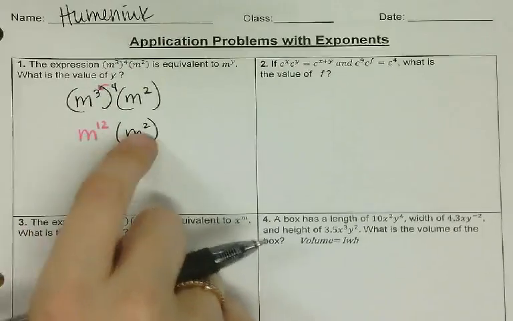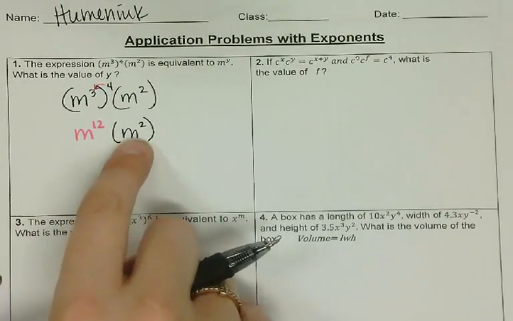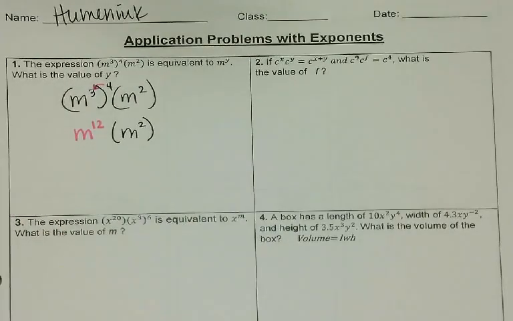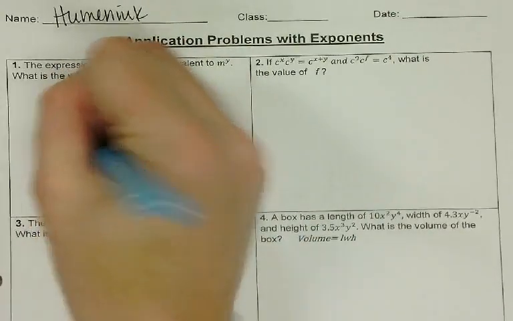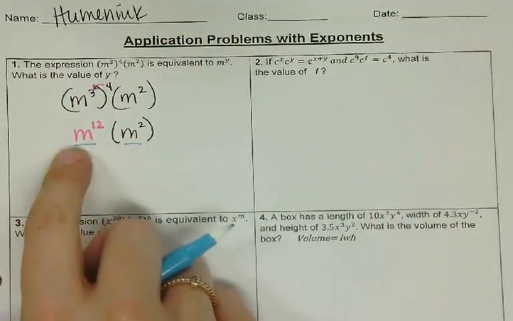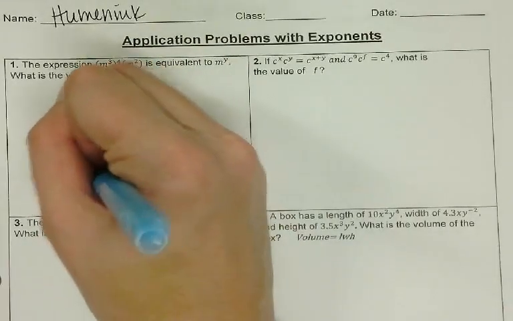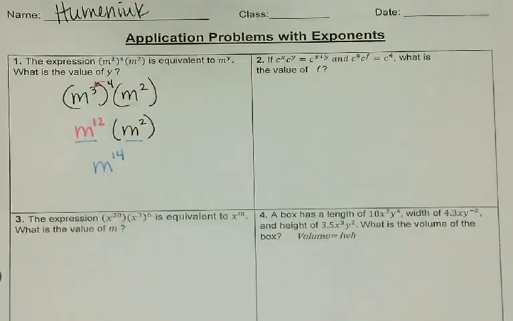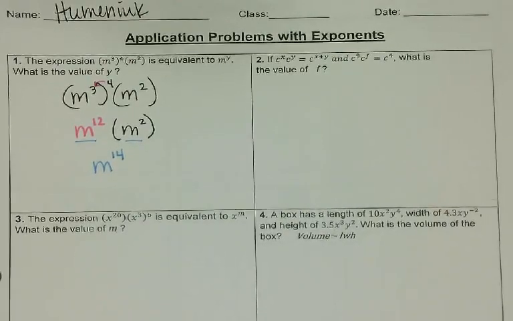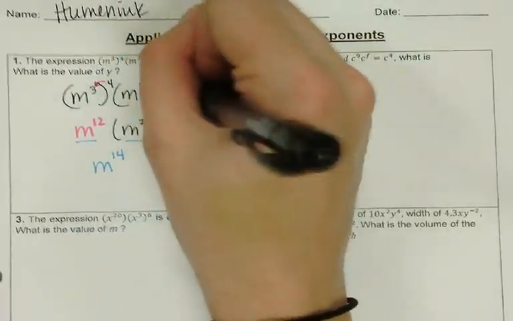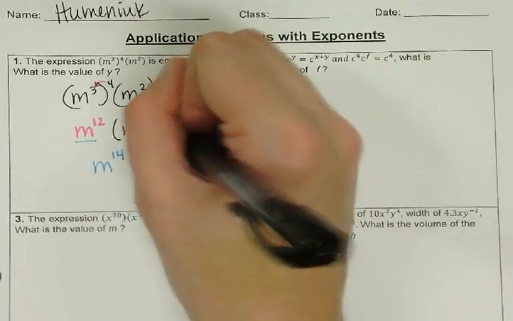Now, m to the 12th times m squared. What are we doing with our exponents right here? Yes, ma'am? Adding? Yep, we're adding our exponents. So now we are using the product rule. So m to the 12th times m squared is going to be m to the 14th. Do you guys feel good about that? Because now we're adding our exponents. So 12 plus 2 gives us 14. And it said is equal to m^y.